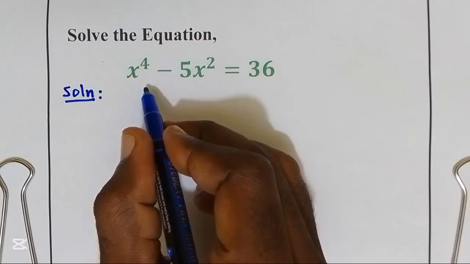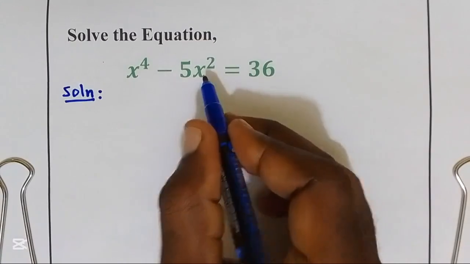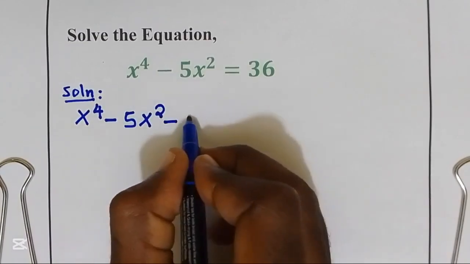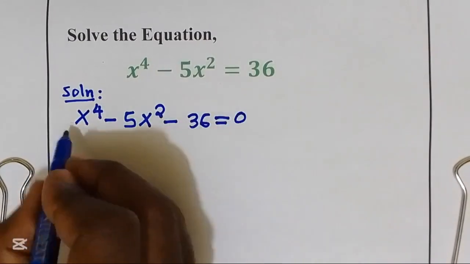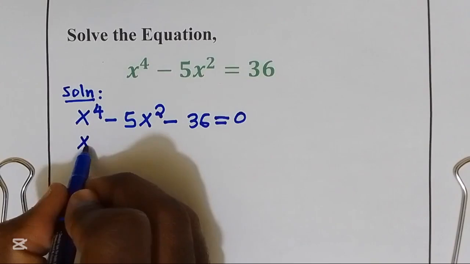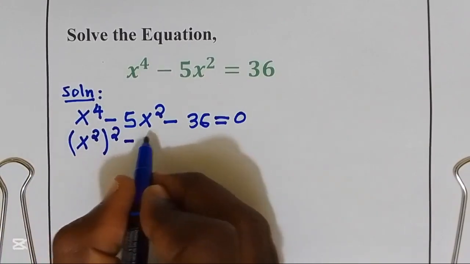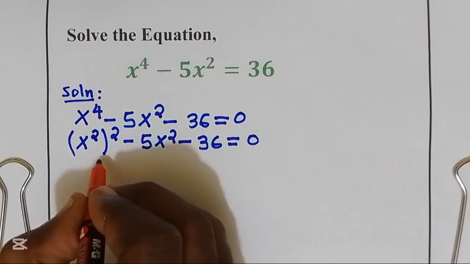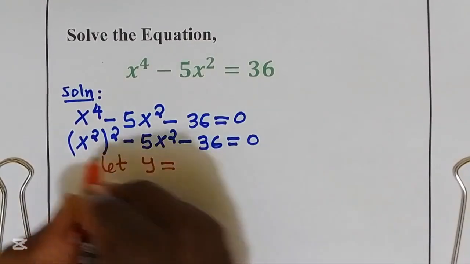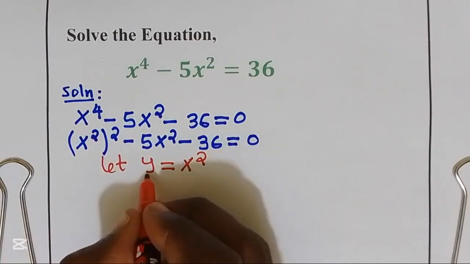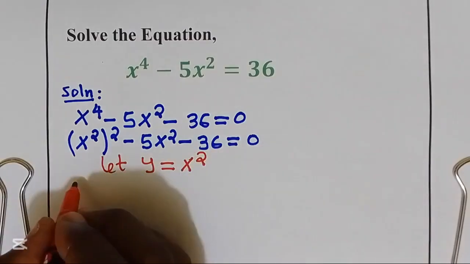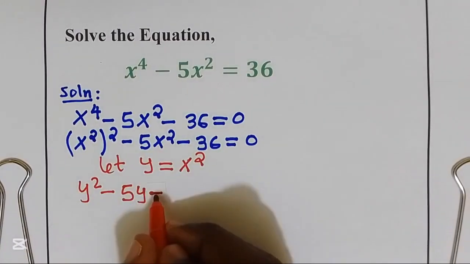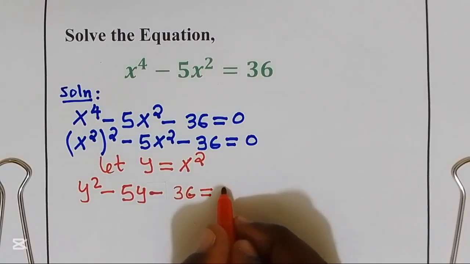First, let us put our polynomial in normal polynomial form by taking 36 to the left-hand side. That is x power 4 minus 5x squared minus 36 is equal to 0. I'm going to write x power 4 as x squared, squared, minus 5x squared minus 36, equal to 0. Let y is equal to x squared. Substitute y where there is x squared in our equation. That is going to be y squared minus 5y minus 36 is equal to 0.